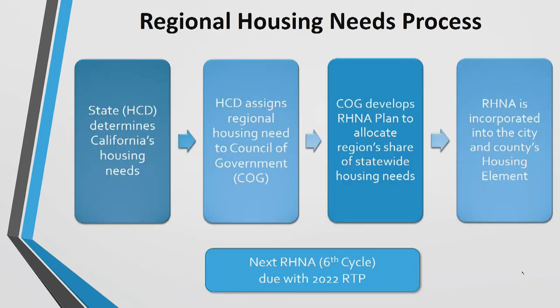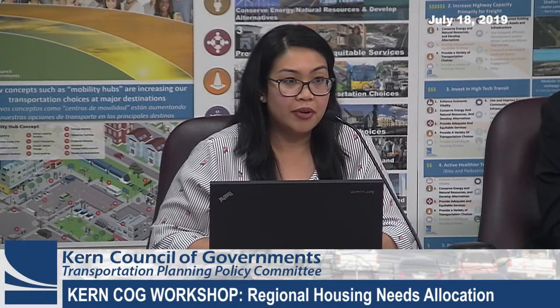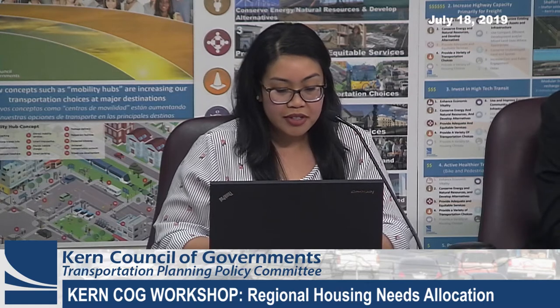So the process. HCD determines the state's housing needs. Then they assign the regional share to the Council of Governments, to Kern. So then Kern COG develops the RHNA plan for our region. And through this, we hold public workshops, and we consult with your cities and the county to develop each jurisdiction's share of the regional housing need. The draft plan and then the RHNA plan is also presented to the Regional Planning Advisory Committee and also to the board before approval.